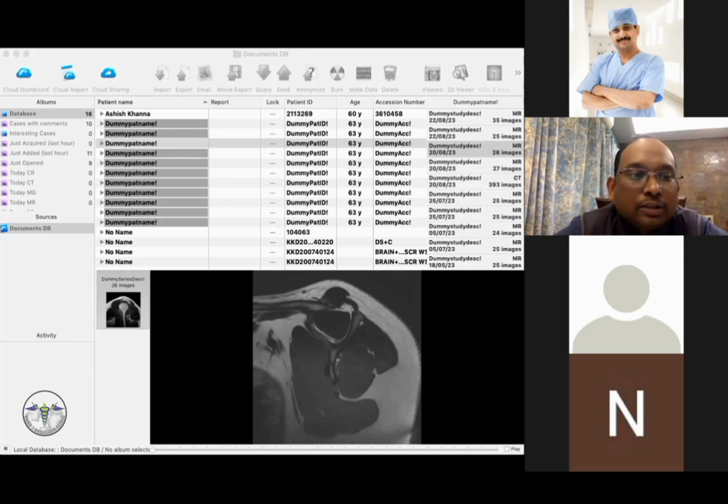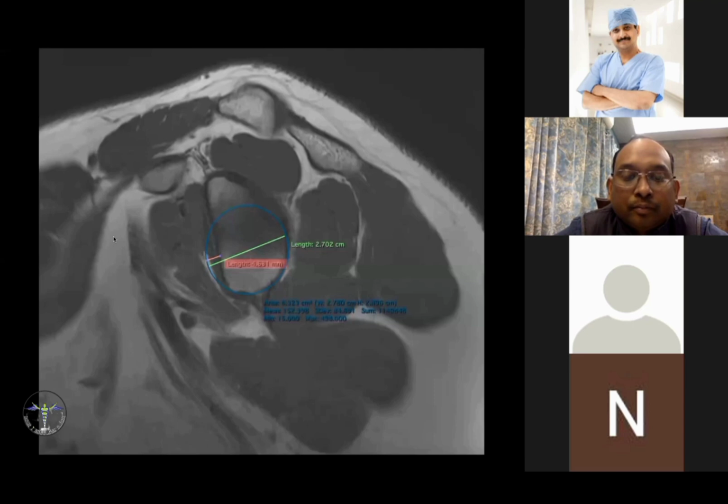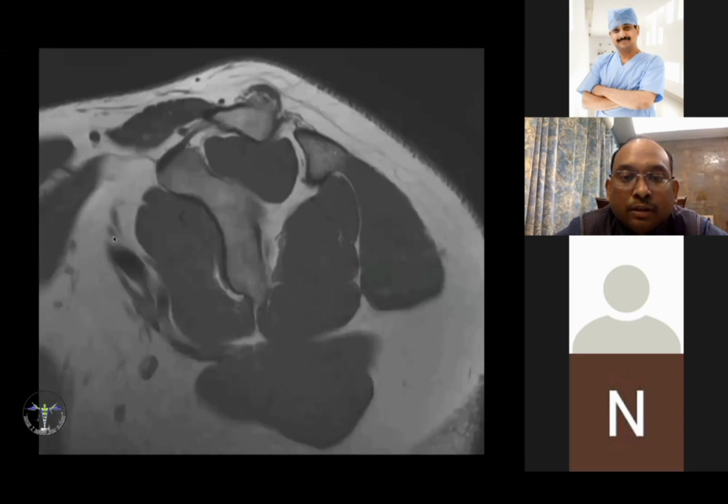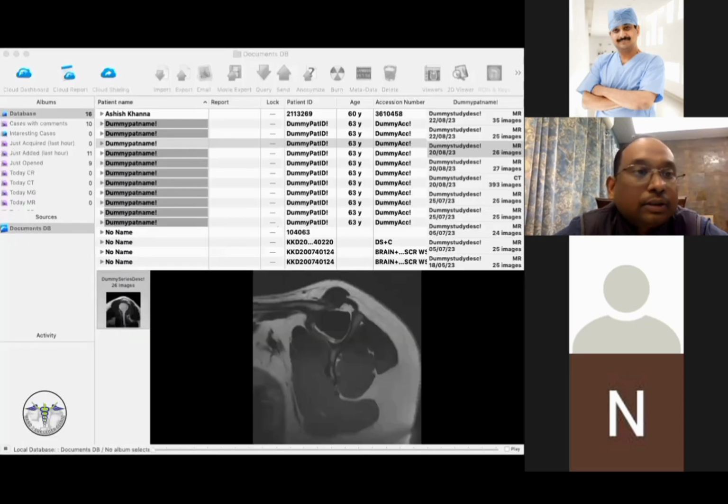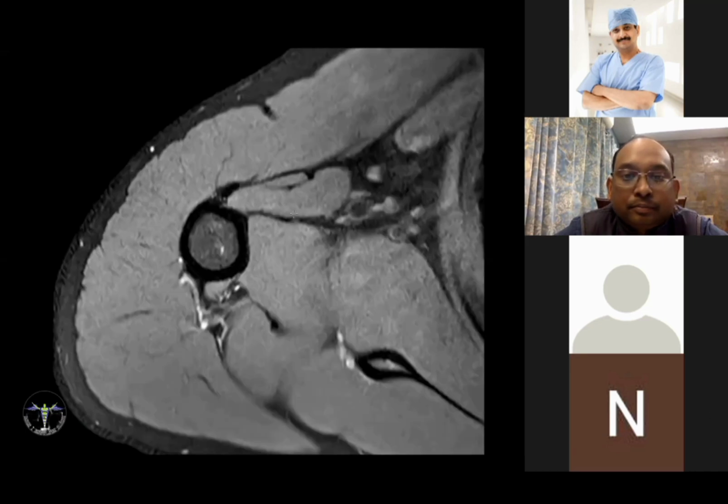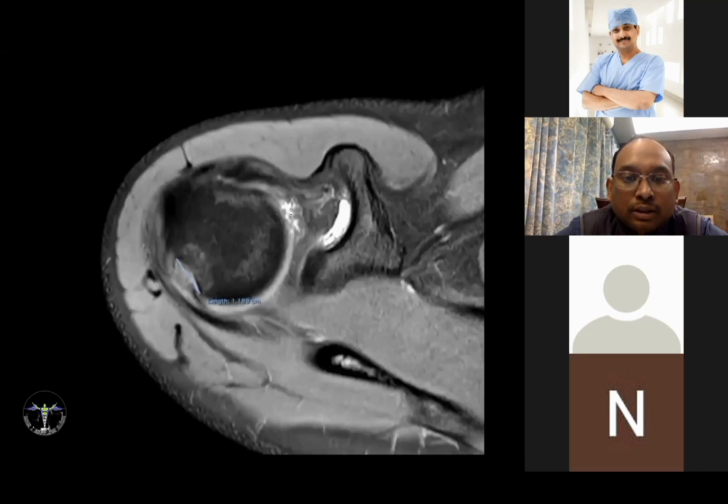Yes, so if you see this sagittal image just now, Amit, we cannot see. Yeah. So in this, one second. Yeah, so this is the Hill-Sachs. So this is the length of the track which we measure, right? Yes, sir. So this is 1.2 centimeter now.